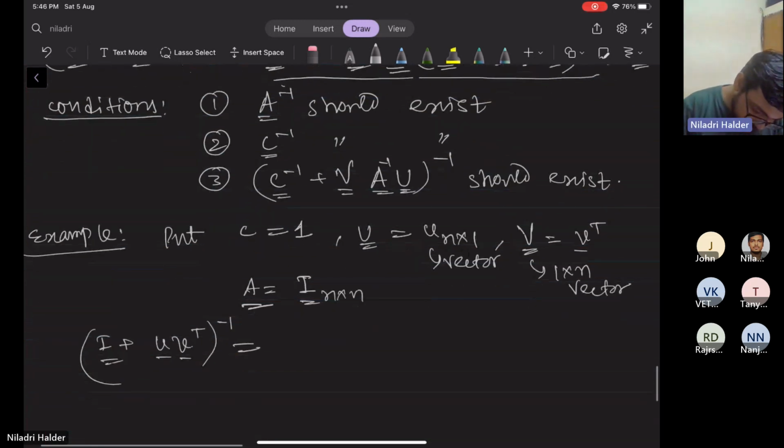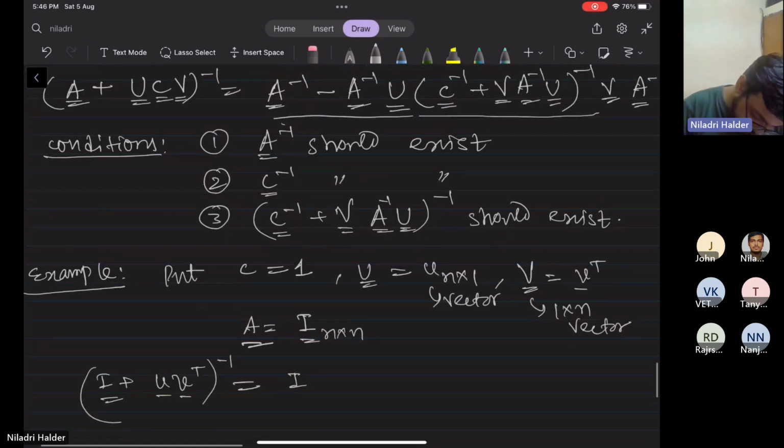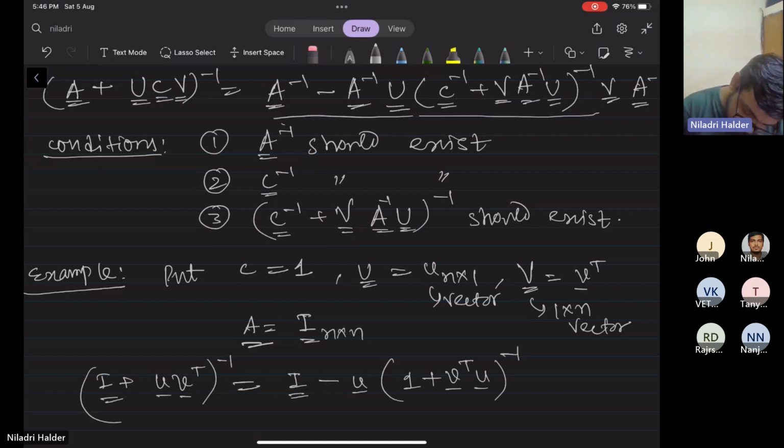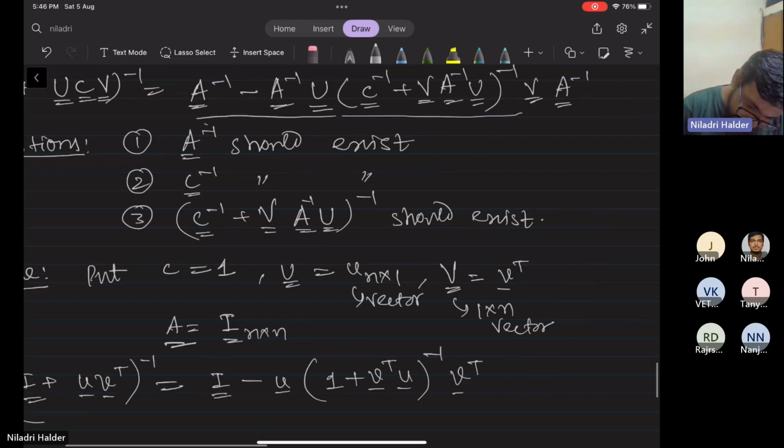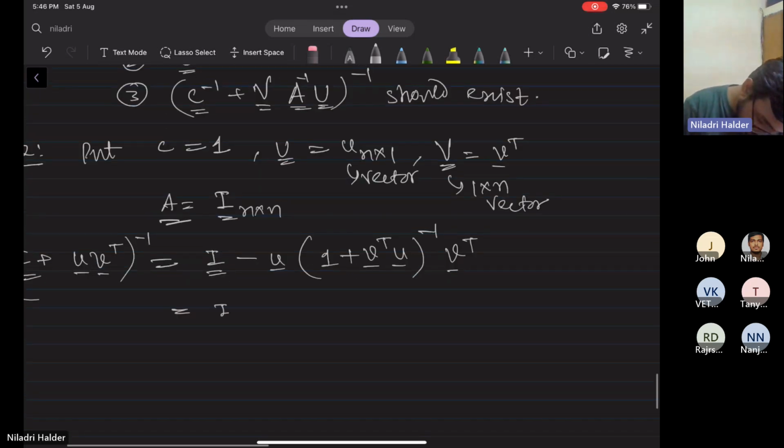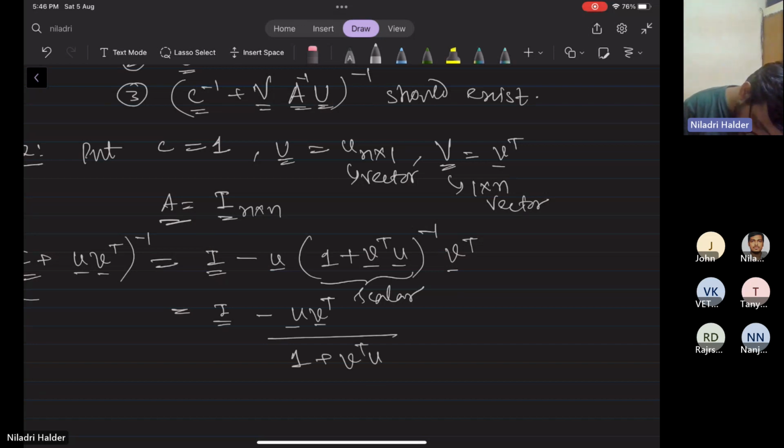So now put this equation. A inverse, that means I inverse is I. So I minus I into U. Then C inverse is 1. So then 1 plus V A inverse U. V is V transpose and A inverse is I. Then it's U, inverse, and then V transpose and A inverse is I. So this is a scalar. So this becomes I minus U V transpose divided by 1 plus V transpose U.